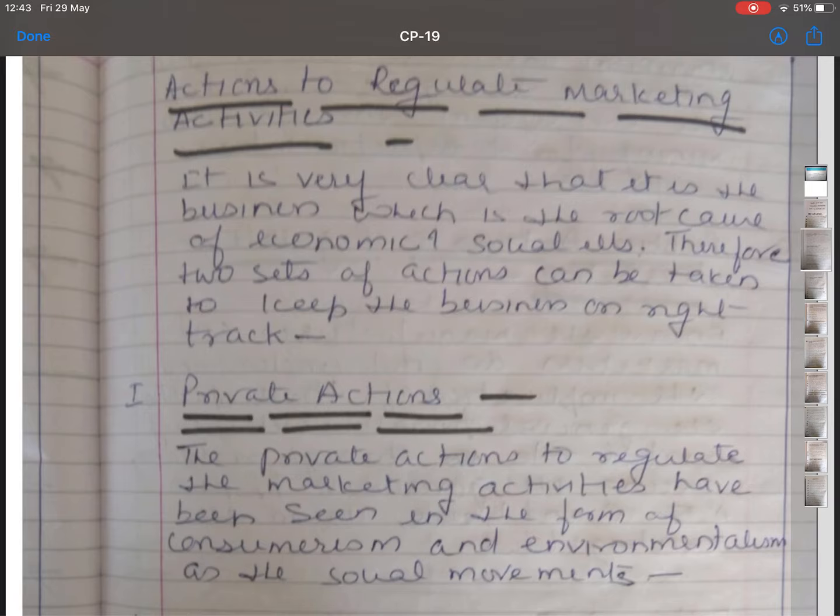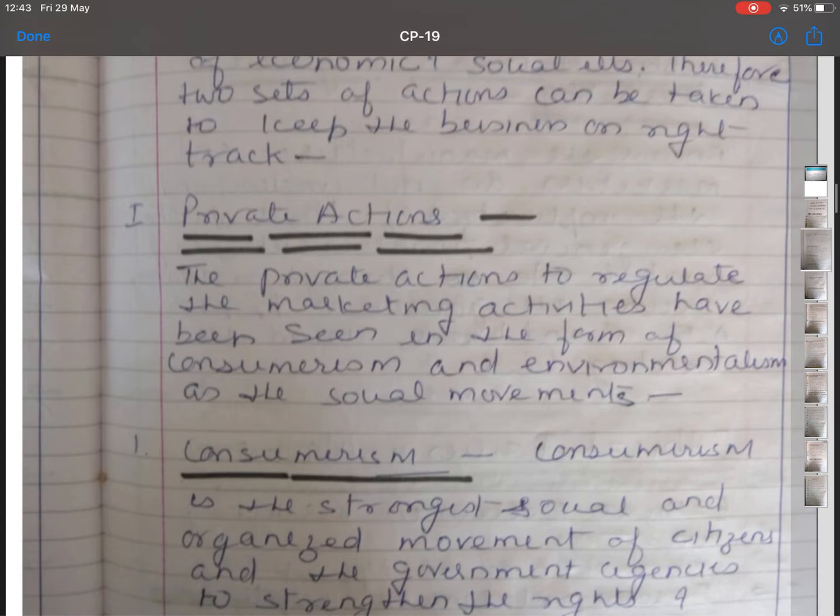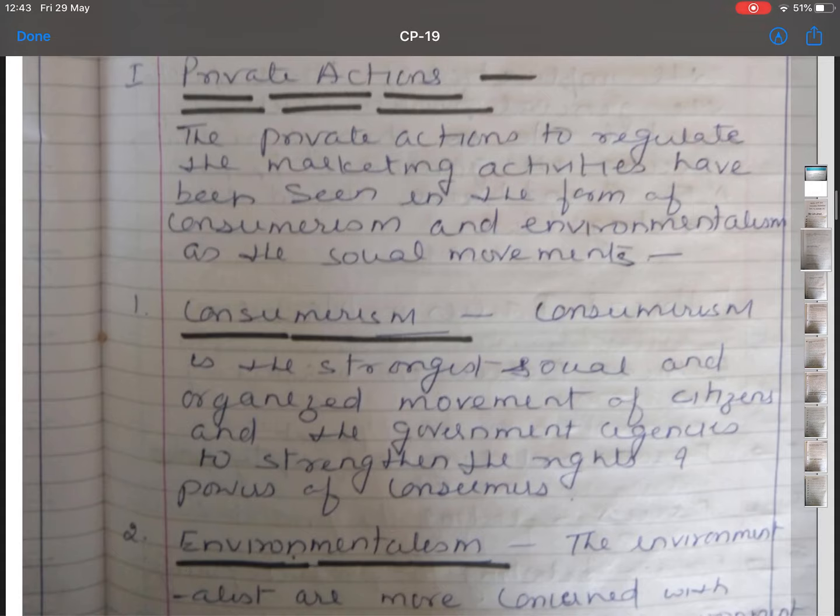It is very clear that it is the business which is the root cause of economic and social ills. Therefore, two sets of actions can be taken to keep the business on the right track. The first is private action. The private action to regulate marketing activities has been seen in the form of consumerism and environmentalism as social movements. So I'm starting with these. The first private action is consumerism. I've already discussed in detail what consumerism is, so I'm not discussing it in detail here.